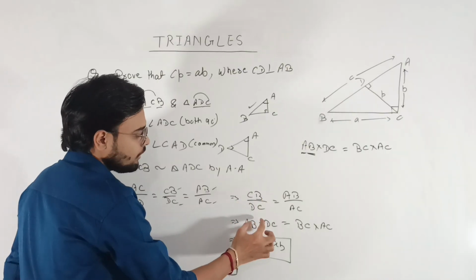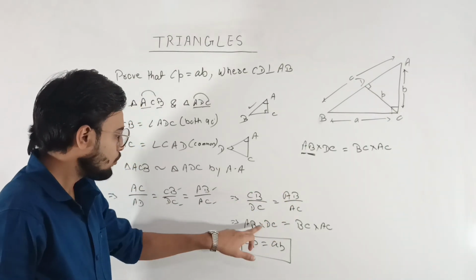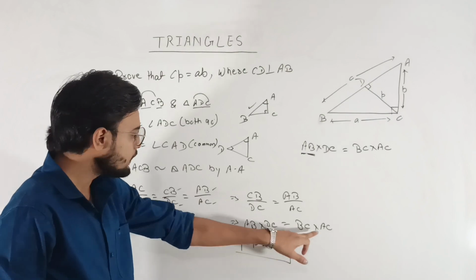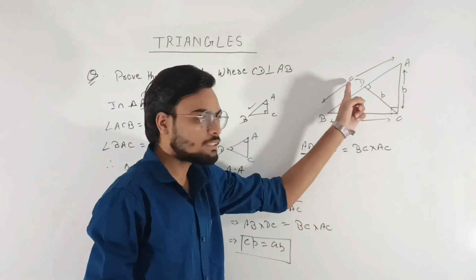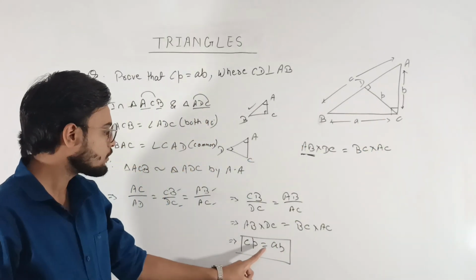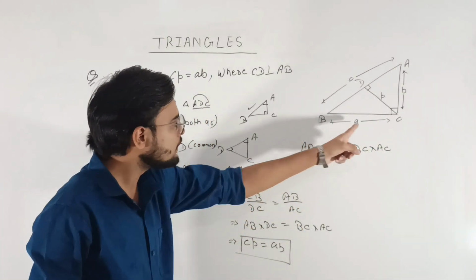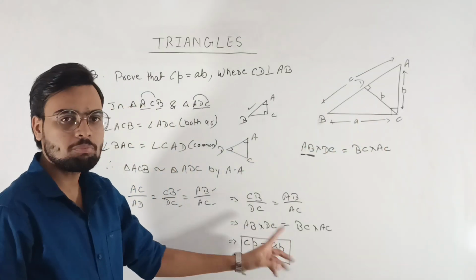So I write here CB upon DC is equal to AB upon AC. Now I do cross multiplication. AB into DC is equal to BC into AC. Now AB is what? AB is C. DC is P. So I write here CP is equal to AB. BC is A, AC is B. So CP is equal to A into B.